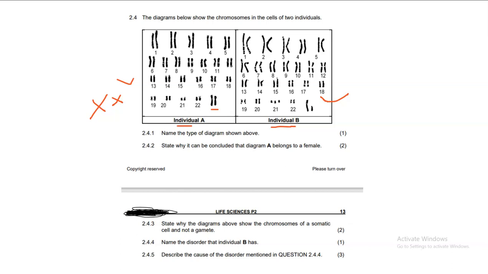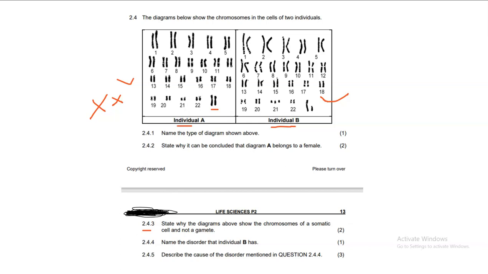State why the diagrams above show chromosomes of somatic cells, not gametes. Remember, somatic, it's full. They must go together. In a somatic cell, you'll have 2N. You get a diploid number. In a gamete, it's a haploid number. So they're giving us 2, 2. These are 2 chromosomes each. Therefore, they're giving us diploid numbers because it's 2 chromosomes each. But if they were giving us a haploid number, you'd get 1 instead of 2.